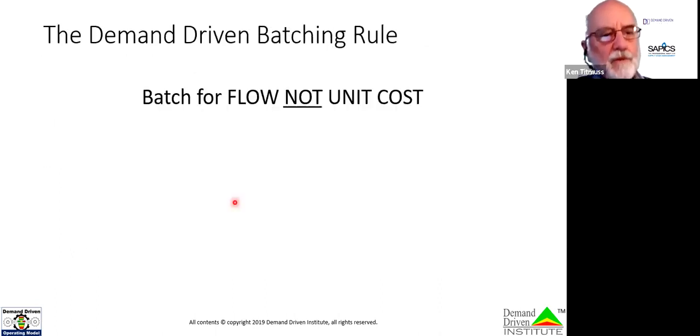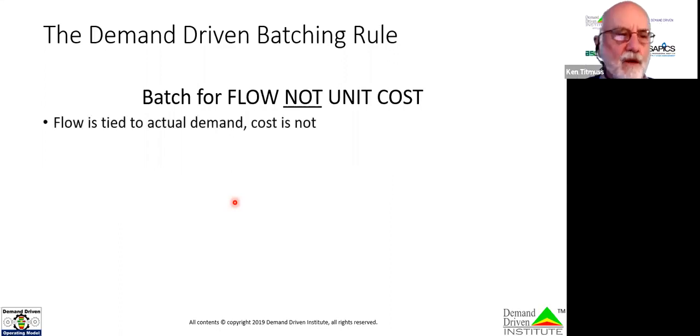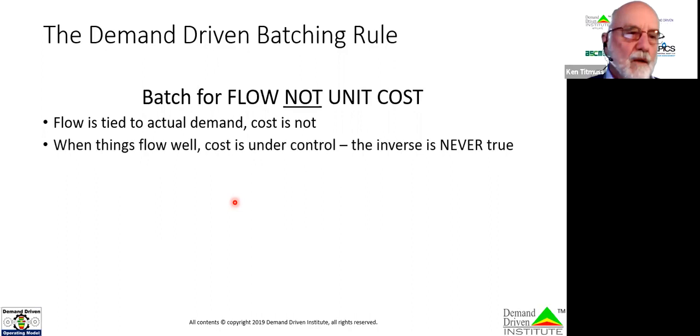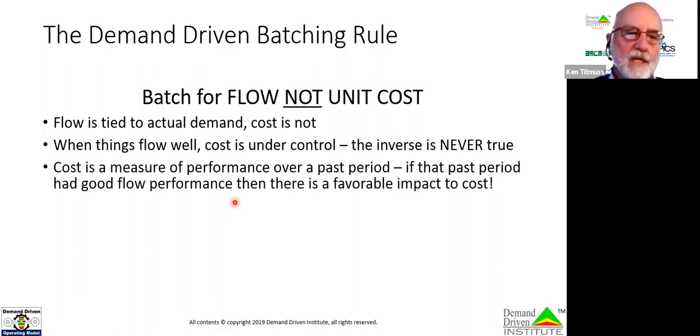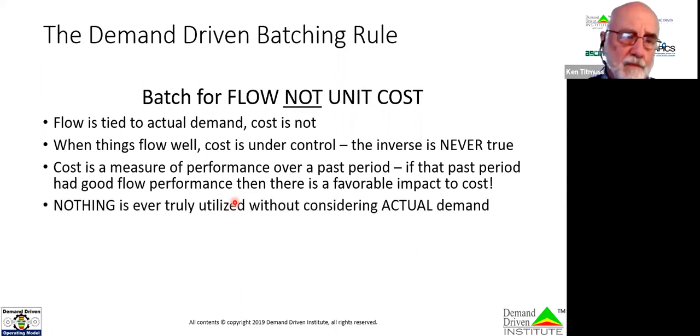So demand-driven batching rules: batch for flow, not for unit costs. Flow is tied to actual demand, whereas cost is not. When things flow well, cost is under control. The inverse is never true. Cost is a measure of performance over a past period. If that past period had good flow performance, then there's a favorable impact on the cost.